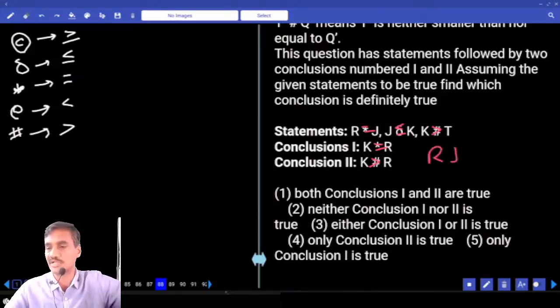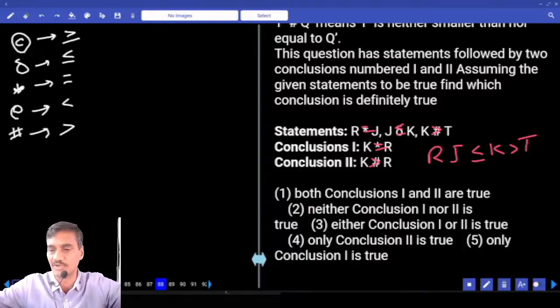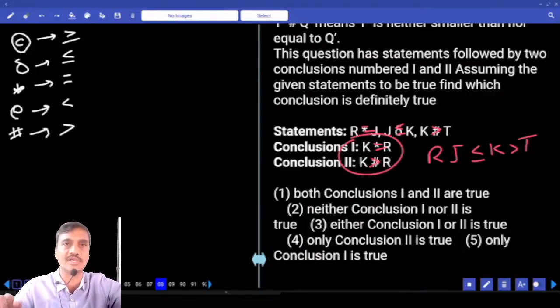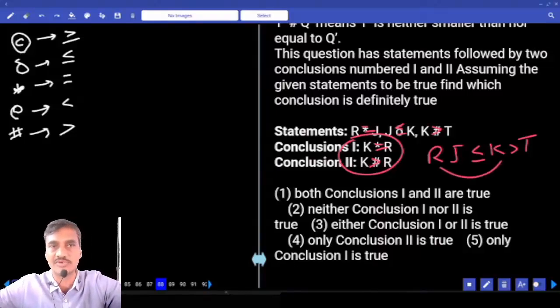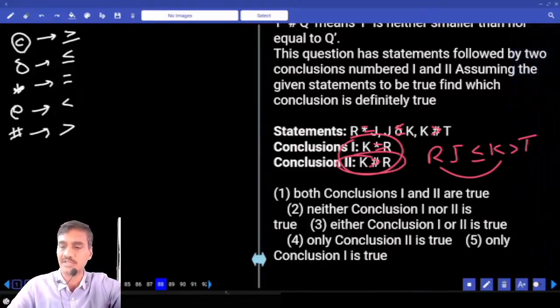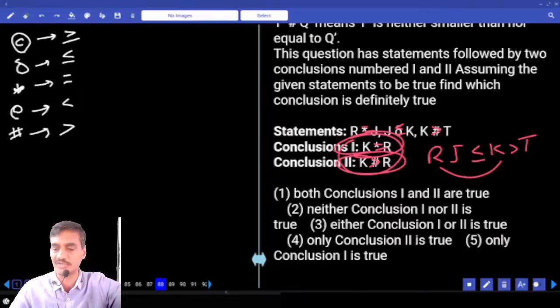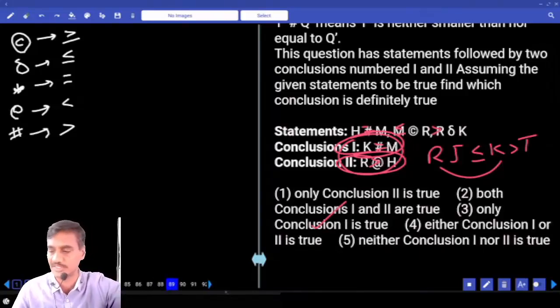R equals J, lesser than or equals to K, greater than T. Then coming to the conclusions, both the conclusions are in between K and R. Hence, what is the relation between K and R? R lesser than or equals to K, which means K greater than or equals to R. Either one or two, choice 3, question 88.